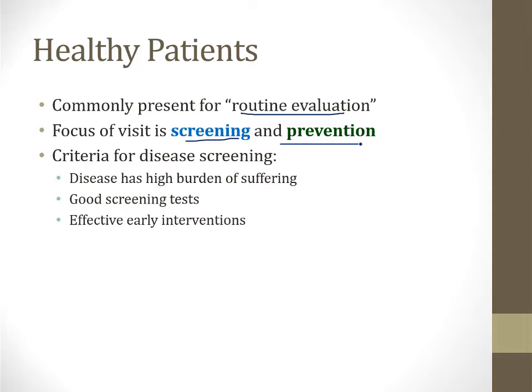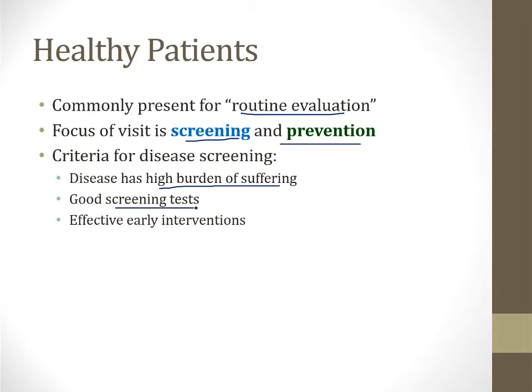And in general, in medicine, if we're going to screen for a disease, that disease has to meet a couple of criteria. The first is that it has to have a high burden of suffering. We generally don't screen for minor diseases. We screen for more serious diseases like heart disease and cancer. Secondly, you have to have good screening tests. That should be obvious, but that's a criteria.